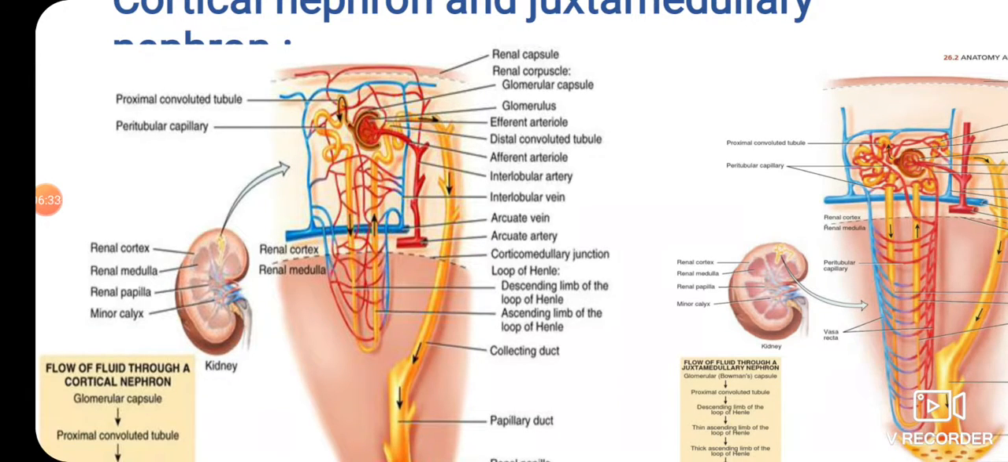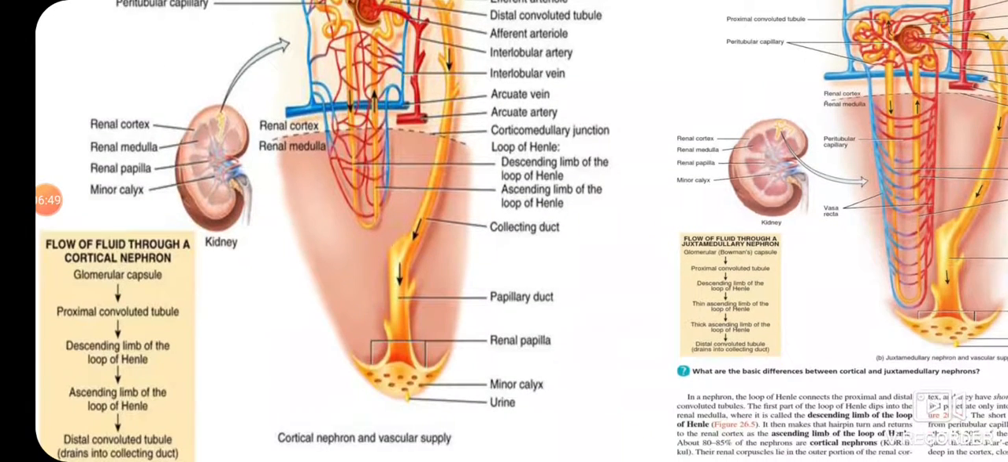And after the loop of Henle, you can see the distal convoluted tubule, and that distal convoluted tubule is attached, then drains the urine into the collecting duct, and the collecting duct goes into the papillary duct, and the papillary duct enters the renal pelvis.